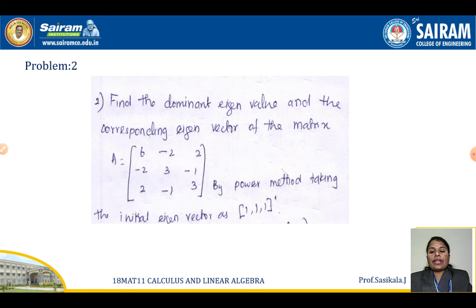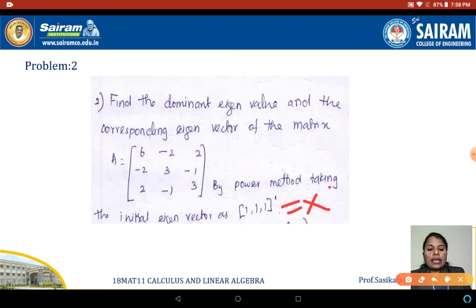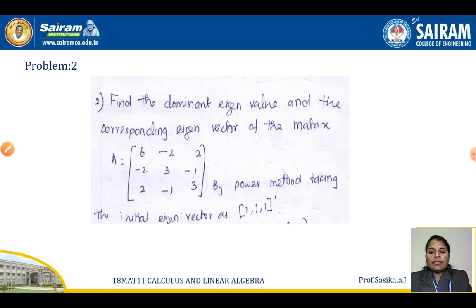So we'll go with one more example. Find the dominant eigenvalue, that means the largest eigenvalue, and the corresponding eigenvector of the matrix A, [6, -2, 2; -2, 3, -1; 2, -1, 3], by the power method, taking the initial eigenvector as [1, 1, 1] transpose. In the question itself the eigenvector has been given. So you have to consider this as x of 0. That's it. So now go with the solution.